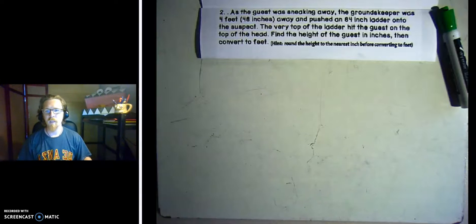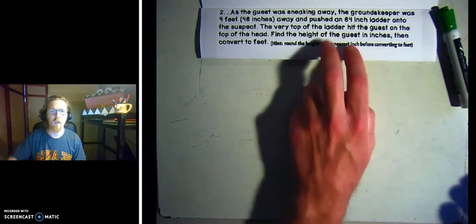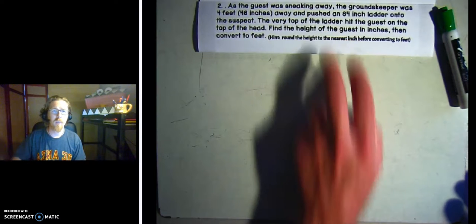Hi, Math. I'm Andy. So I've had a lot of questions about clue number 2, so I thought I'd kind of help you guys out with a diagram and a how-to.